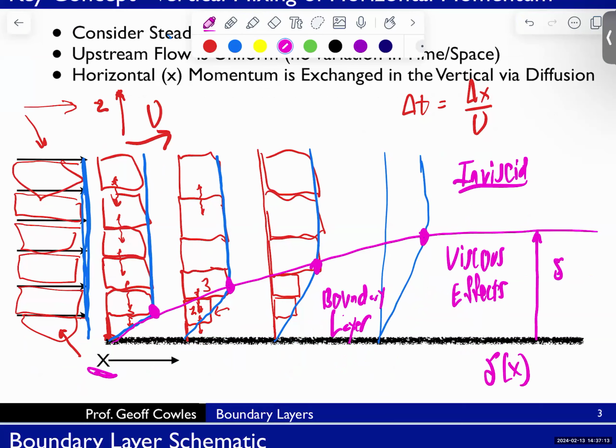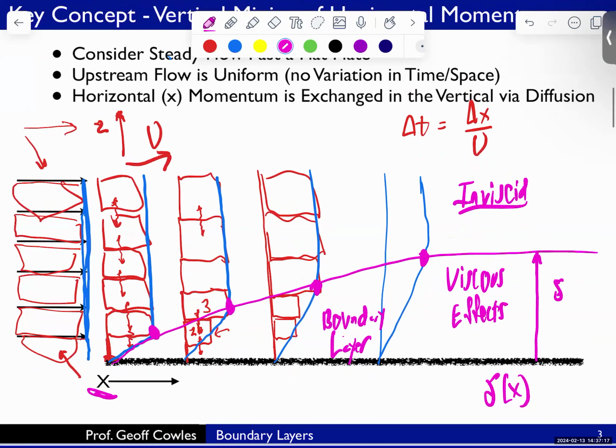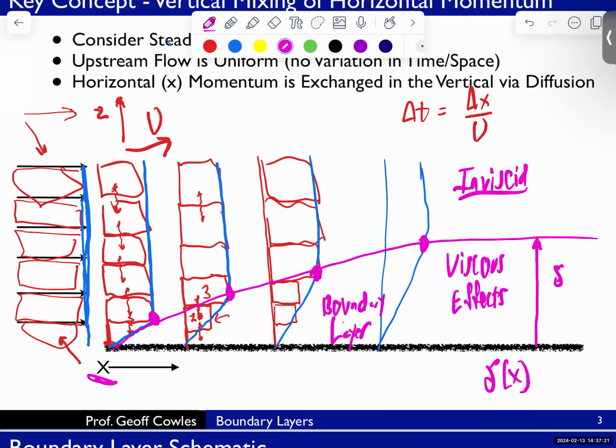When we get to turbulent boundary layers, the idea is the same. The only difference is in how momentum is mixed. The U momentum is mixed in the vertical through eddies instead of Fickian or molecular collisions. So it's going to be a more rapid process, which means that the boundary layer is going to grow quicker.